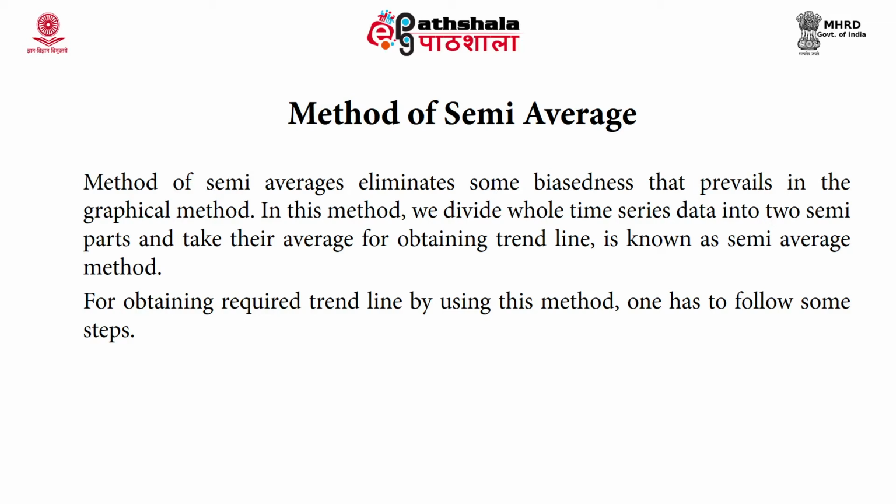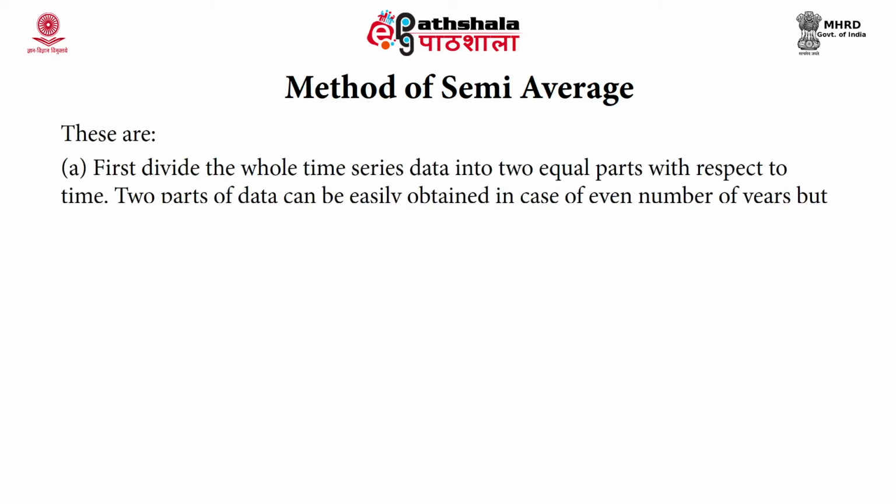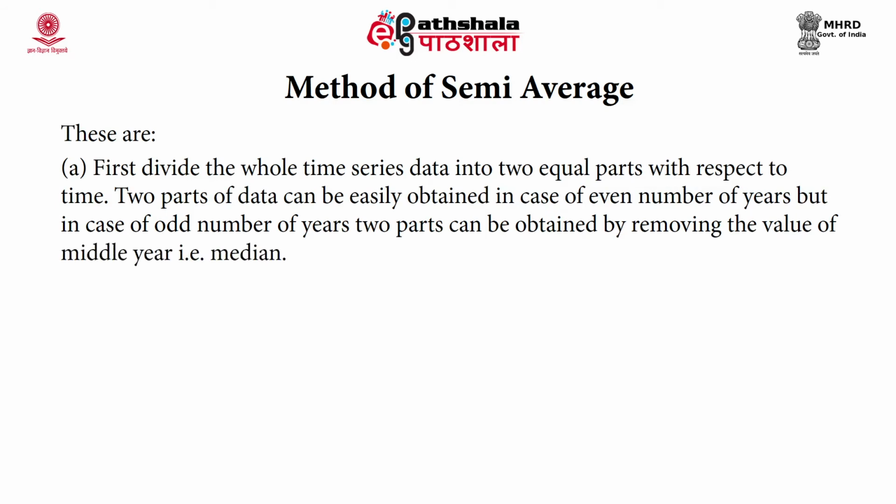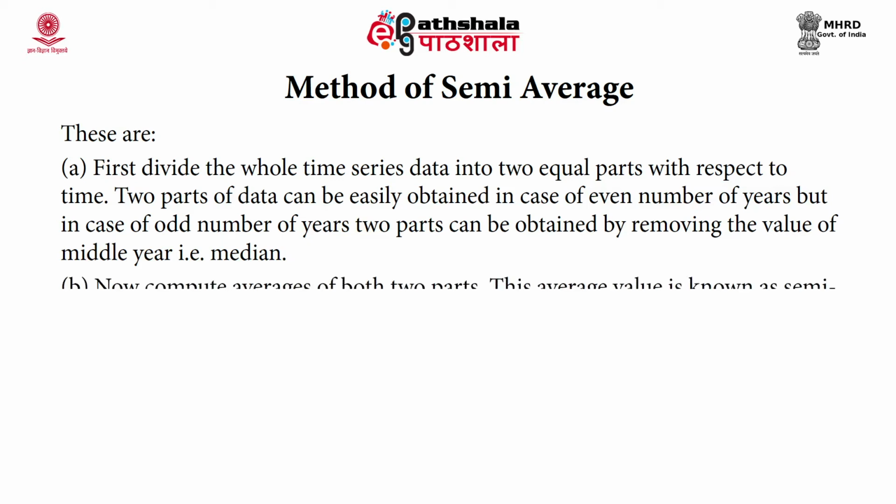For obtaining the required trend line by using this method, one has to follow some steps. These are: first, divide the whole time series data into two parts with respect to time. Two parts of data can be easily obtained in the case of an even number of years, but in case of an odd number of years, two parts can be obtained by removing the value of the middle year, that is the median. Now compute the average of both parts. This average value is known as semi averages.